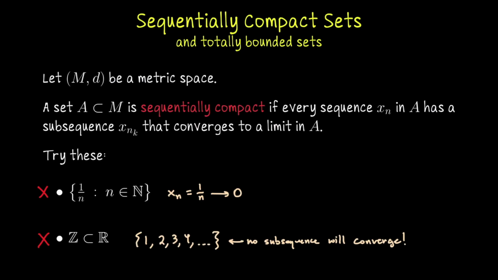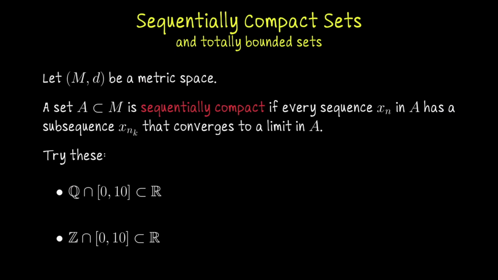This example of the integers starts to communicate that if you want all possible sequences to have this property, then you probably need your set A to be bounded. And we will make that connection precise in a moment, but let's look at two more examples, both of which are bounded.